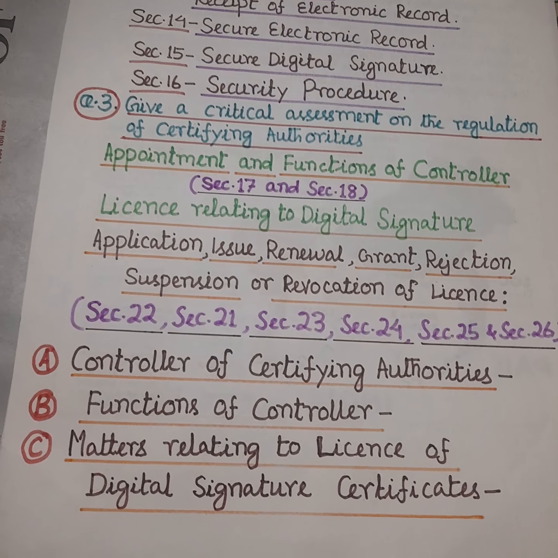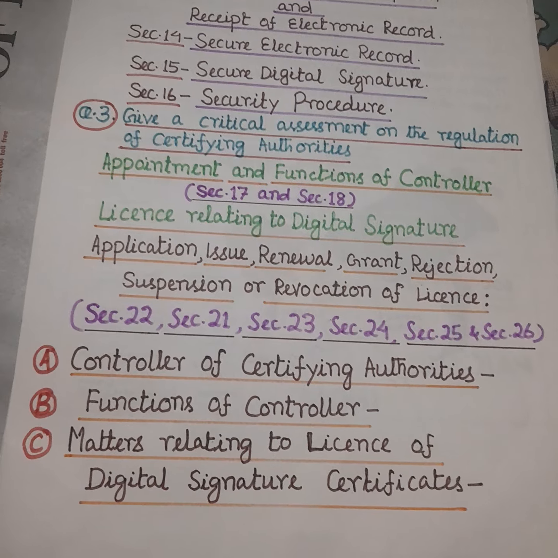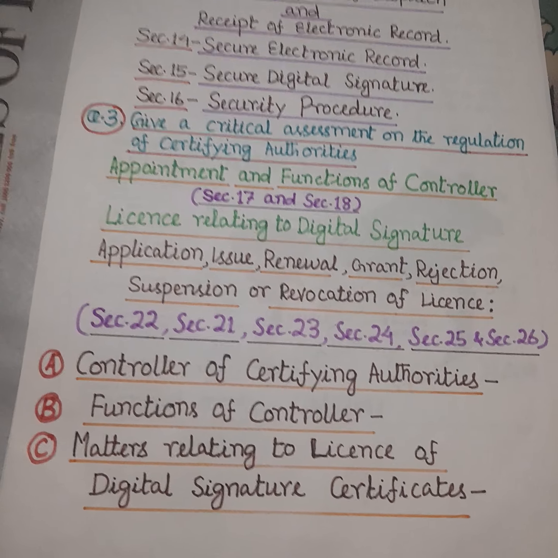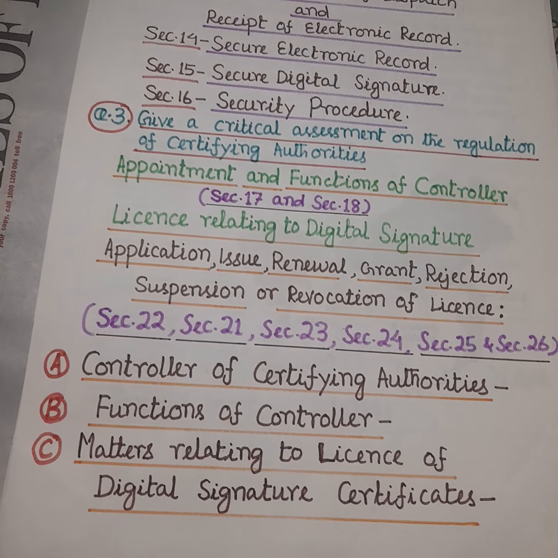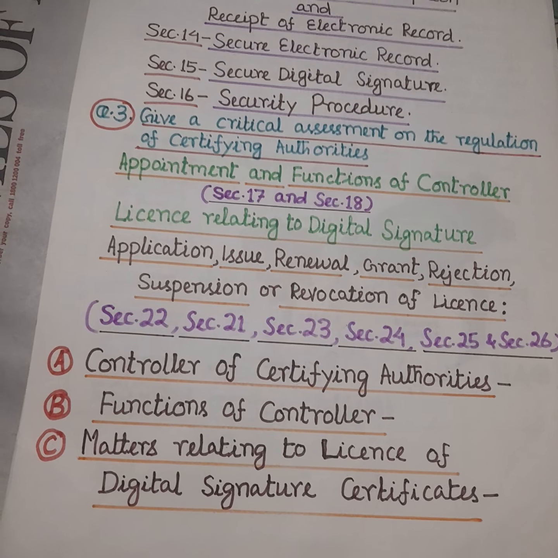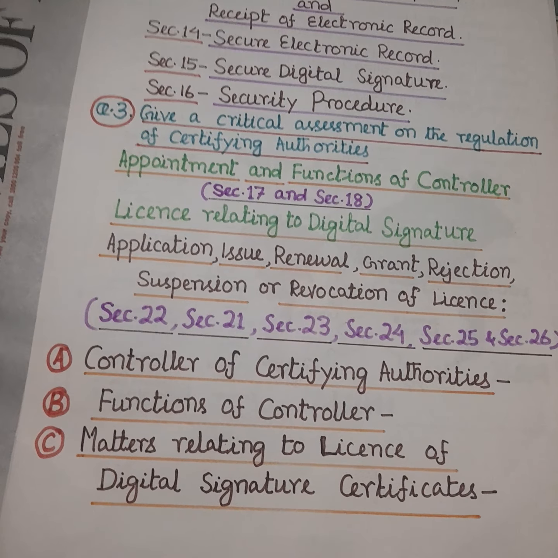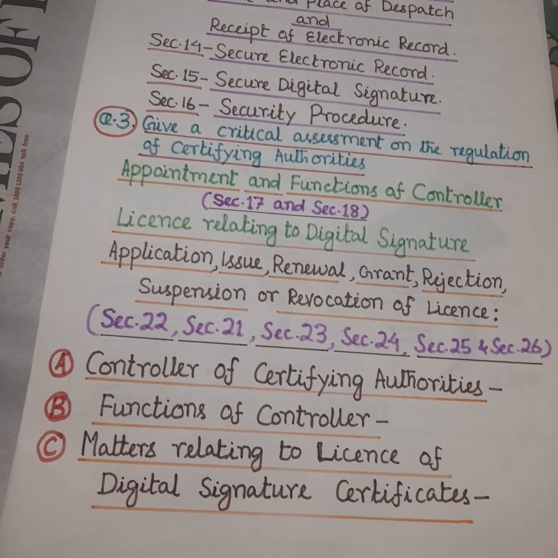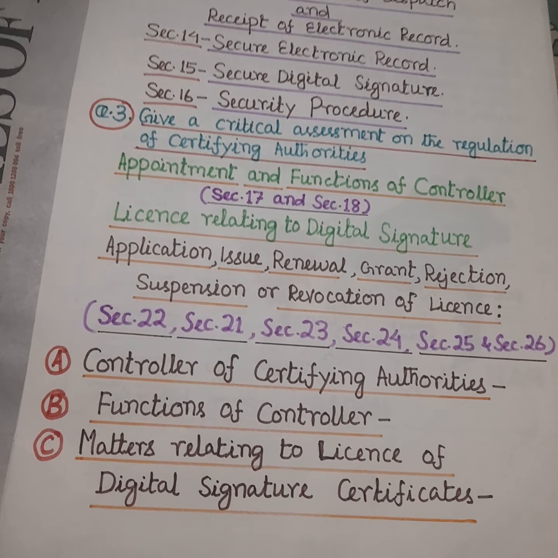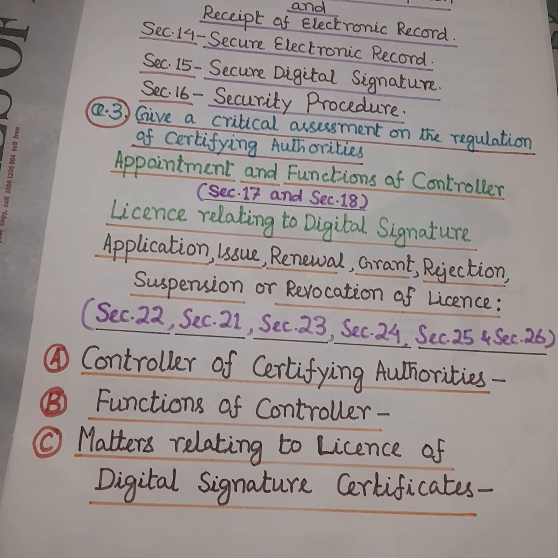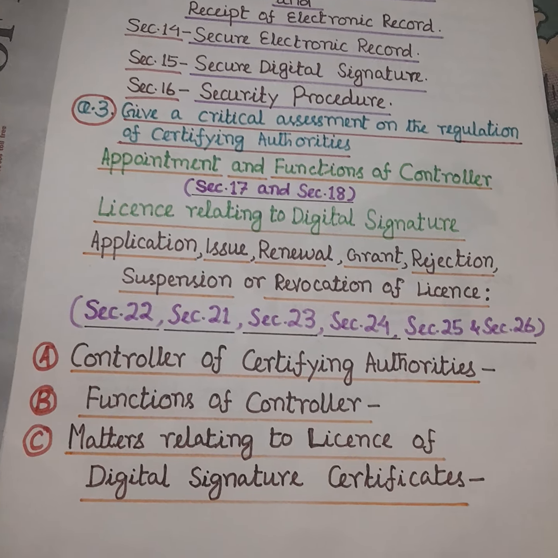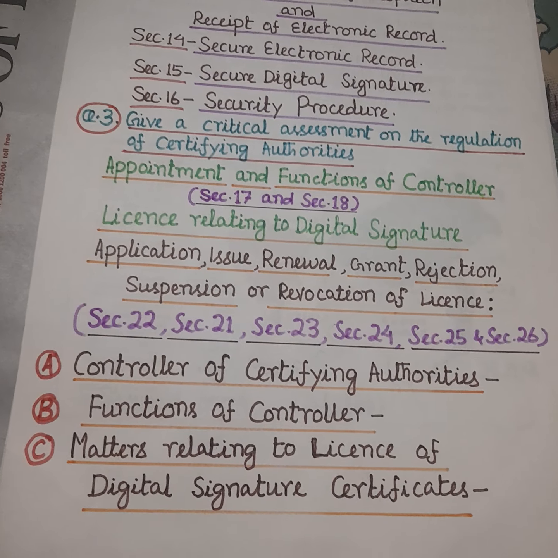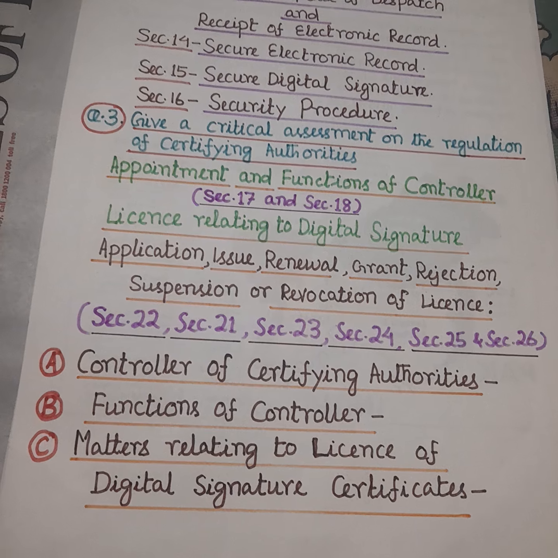Receipt occurs at the time when the electronic record is retrieved by the addressee, or if the addressee has not designated a computer resource along with specified timings, receipt occurs when the electronic record enters the computer resource of the addressee.